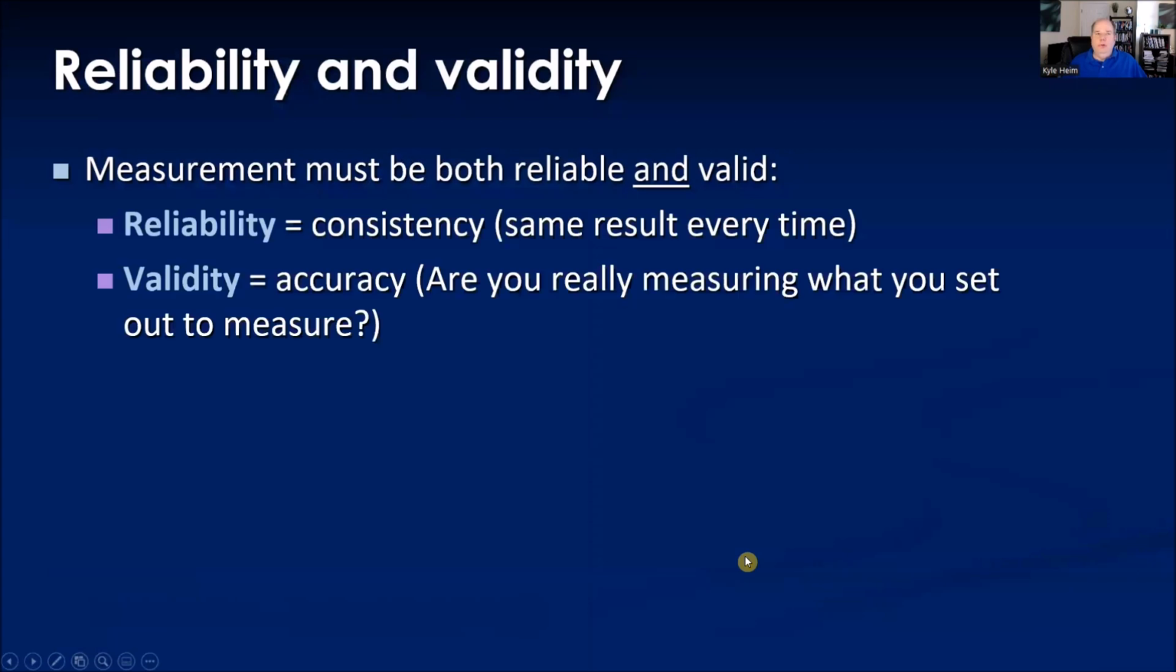So reliability refers to the consistency of measurement. In other words, reliable measurement would be if you did the same test and then you repeated it again and again and again and again, you should get the same result or the same measurement each time. If you do, that means the measurement is reliable.